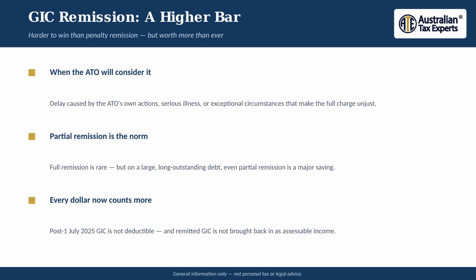And remission is now worth more than it has ever been. Because GIC incurred from the 1st of July 2025 is not deductible, every dollar remitted is a full dollar back in your pocket. And remitted GIC does not come back in as assessable income. The arithmetic has never favored a well-made application more.